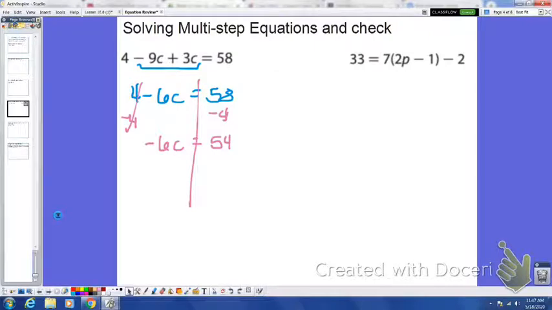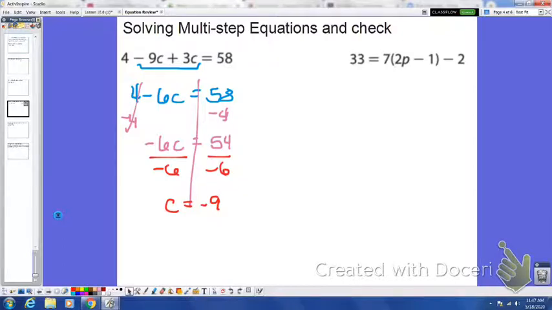Notice that 6c stayed negative since it was minus 6c. So now we're going to divide by negative 6. It's now a one-step problem. So c equals negative 9. And you could substitute that back into the beginning and find out that it does check out. It does equal 58.